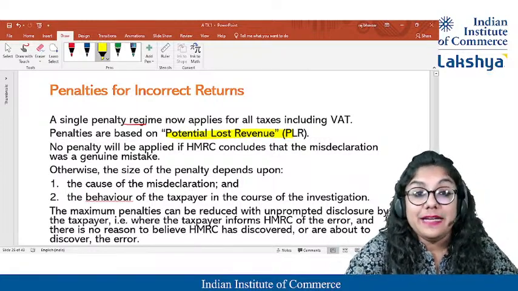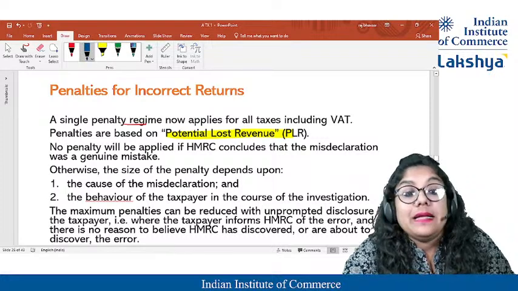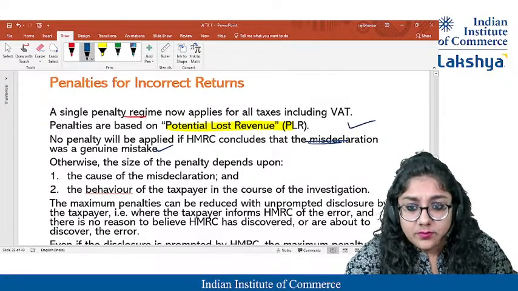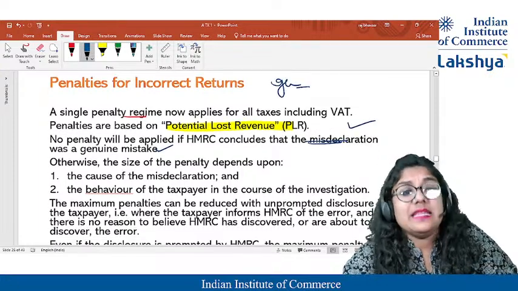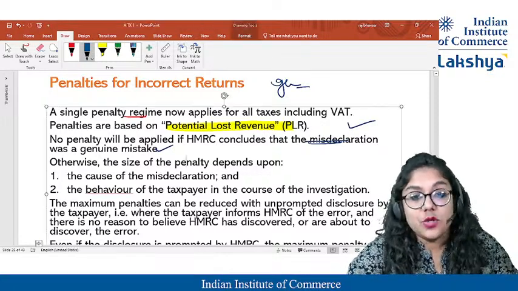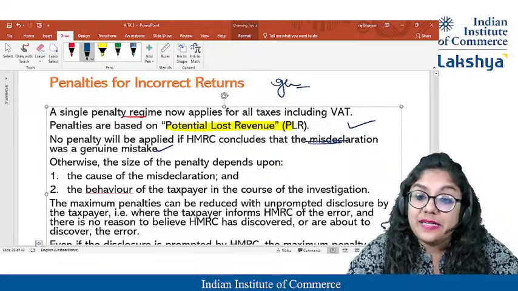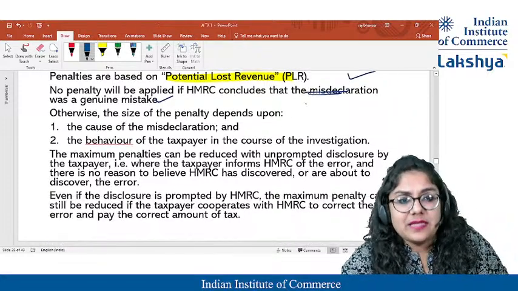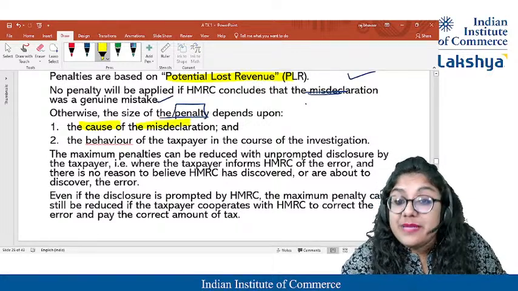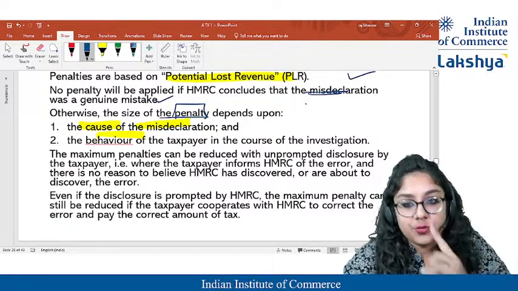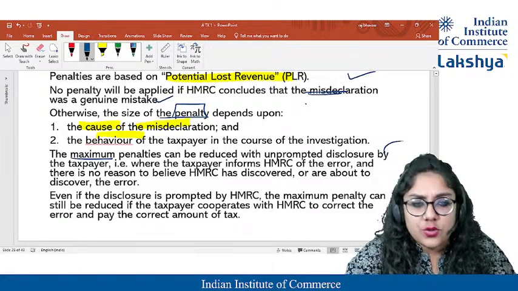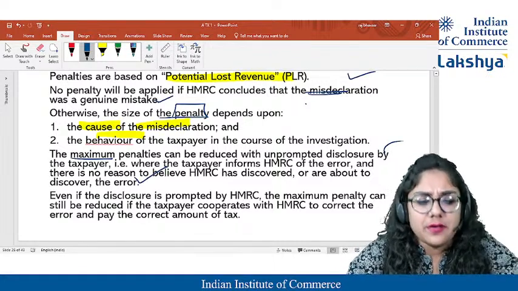No penalty will be applied if HMRC concludes that the misdeclaration was a genuine mistake. If it was a genuine mistake, it's okay, but when it is an intentional mistake, they will impose a lot of penalties. Otherwise, the size of the penalty will depend upon the cause of the misdeclaration or the behavior in the course of the investigation. The maximum penalty can be reduced upon prompt disclosure, which should be made, disclosing the errors and recoveries.